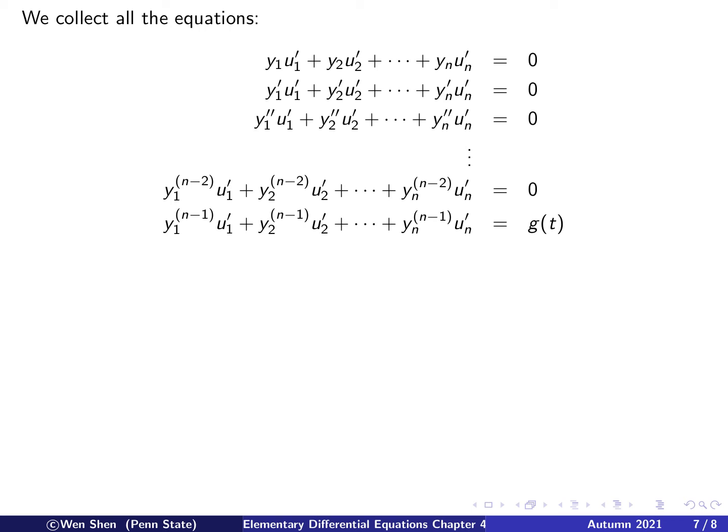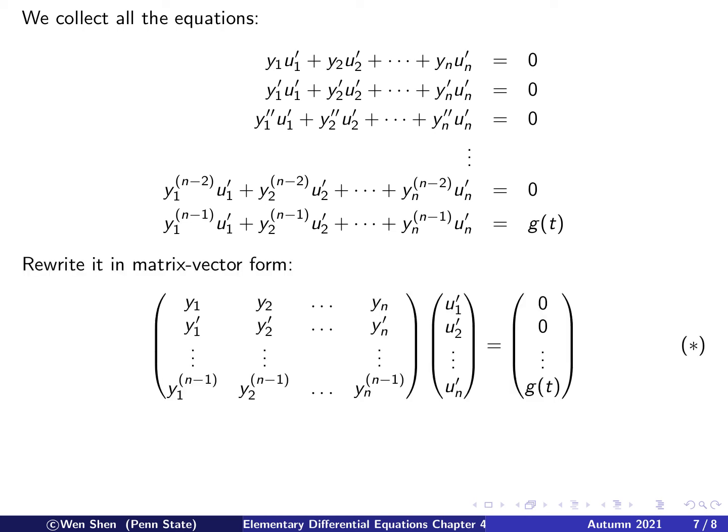So we see that in this system of n equations, all the u's appear as the first derivative. So we only have u1 prime here, and u2 prime here, and un prime here. So we can treat those as unknowns. Okay, so treating the derivatives of all the ui's as unknowns, we can rewrite it in matrix-vector form. It's always useful to do that for linear systems. And then we have the coefficient matrix, which includes just the y's, y1, y2, yn, and the first derivative and second derivative, and so on and so forth, to n-1 derivatives. And these are the unknowns, the ui primes, and then the right-hand side is all zeros except the last term is g of t.